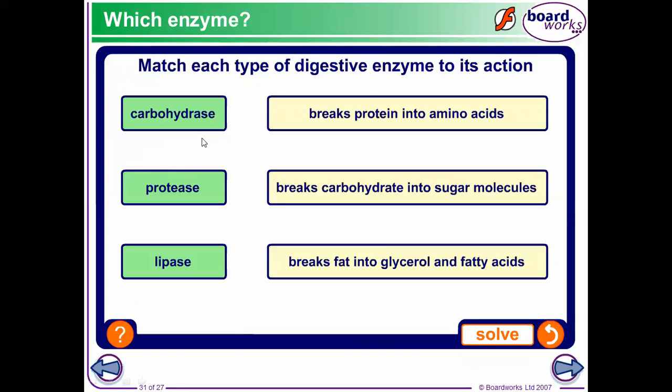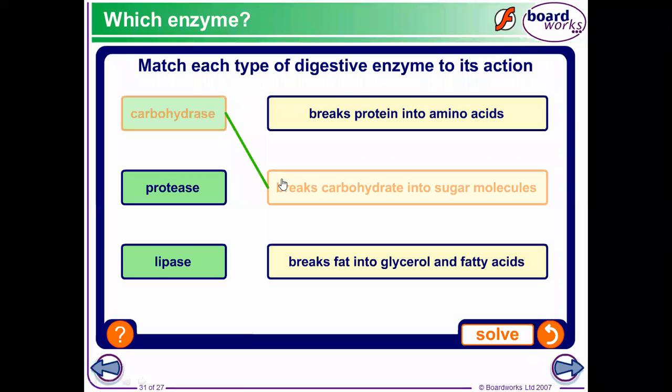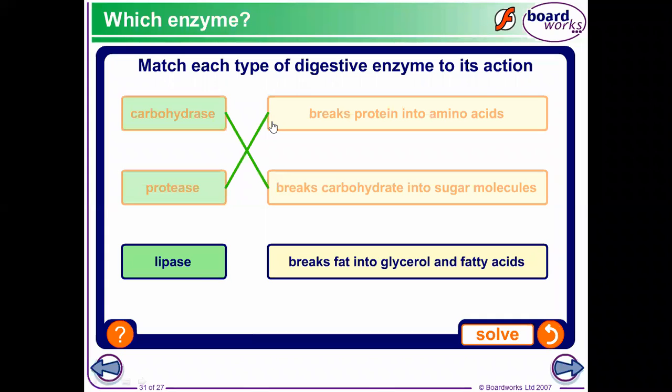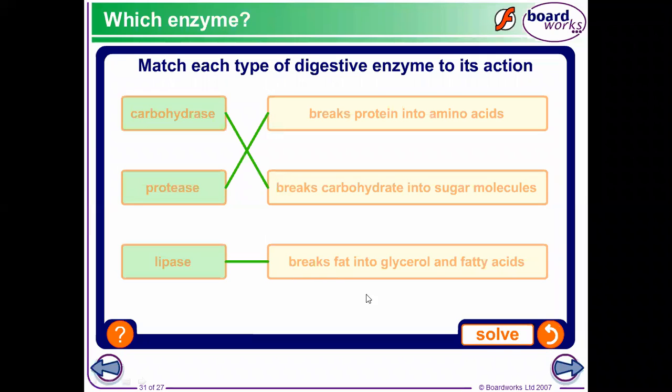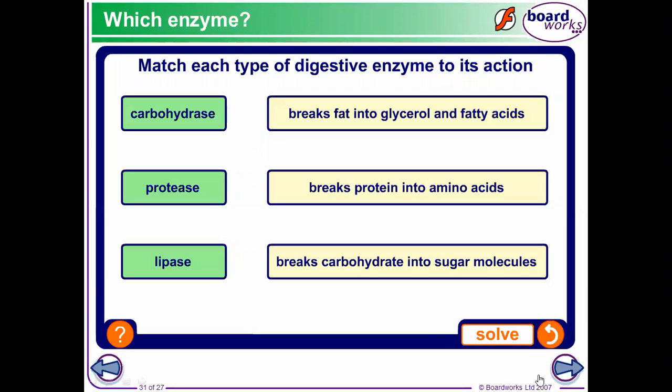Who can solve? In front of you are carbohydrates, protease, and lipase enzyme. Yes, if we have 1, 2, 3 and 1, 2, 3. Carbohydrase breaks carbohydrate into simple sugar molecules. Protease breaks protein into amino acids. And lipase breaks fat into glycerol and fatty acids. Yes, that's right.